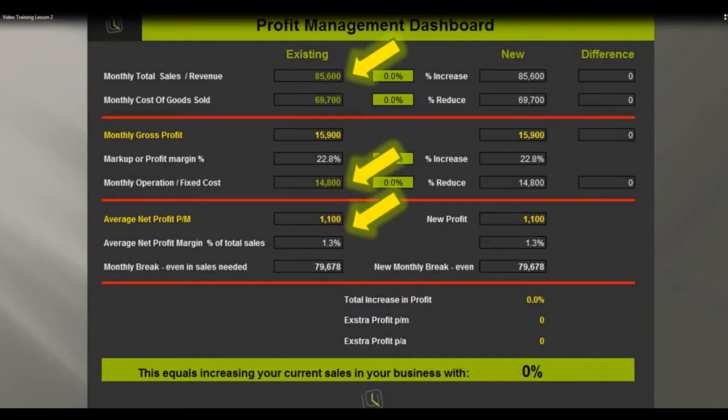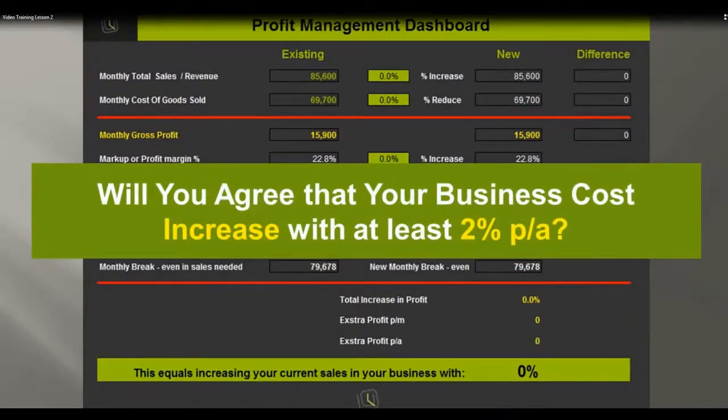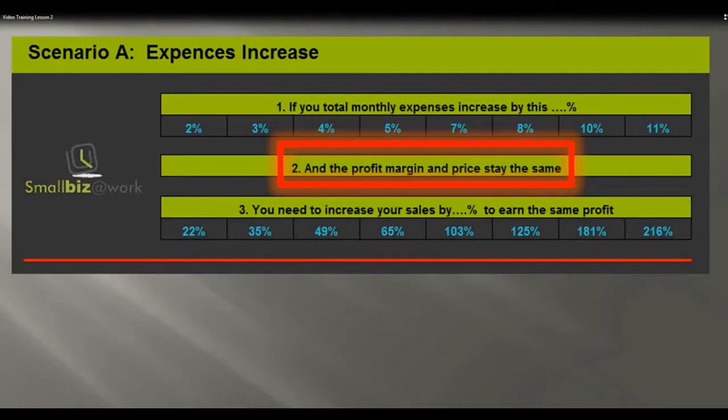You will probably agree with me that our total variable and fixed costs increase at least 2% per annum. Now let me show you what happens when your cost increases only 2%. If we look at this specific business, remember they're running at low profitability. On this table you can see that at a 2% increase in your cost, you need to increase your sales by 22% just to make the same profit. If your cost increases by 5%, you have to increase your sales by 65% to make the same profit.